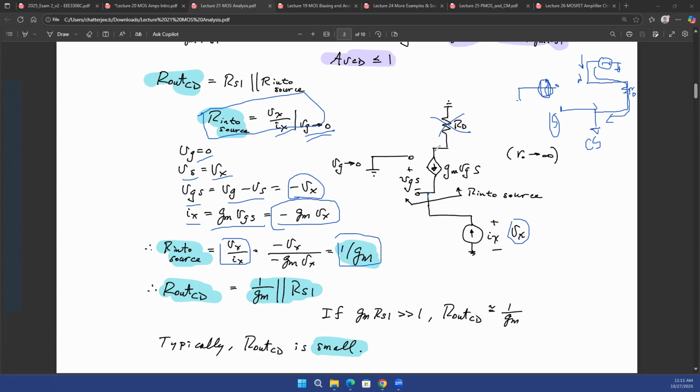Again, why? Because source is 1 upon GM, and the GM will be given in the problem, or you can calculate GM. You'll see 1 upon GM generally comes out to be a low number, a small number. Of course, much smaller than your RO. RO is output resistance, and ideally output resistance should be infinitely large. So looking at the drain terminal, you'll see a larger resistance. Looking at the source terminal, you'll see a smaller resistance. And that is the reason why people call the source terminal a low impedance node and the drain terminal the high impedance node for a MOSFET.